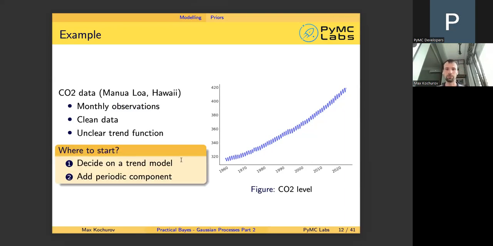If we were to do it properly, adding complications step by step, we first need to decide on the trend model, fit it, and make sure that we don't mess up anything. And then after we figure out the mean component, we can add the periodic component.